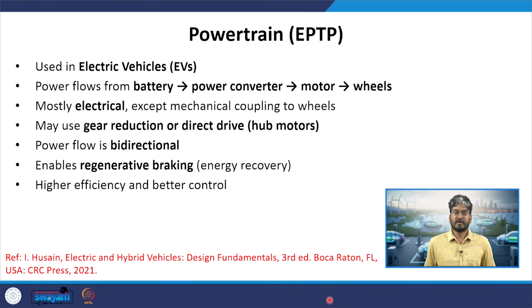This power flow is bidirectional, which enables regenerative braking, so energy recovery is there. So we can operate the drive in 4 quadrants. What are these 4 quadrants? Those things we will see when we go into the drive part of this lecture series. Then its efficiency is better and we have better flexibility in controlling it. The wear and tear, or the maintenance requirement, is less over here. So electric vehicles are nowadays emerging as a great alternative to IC engines.